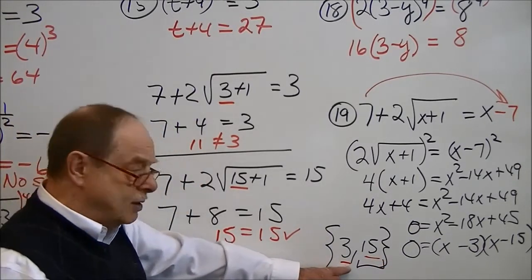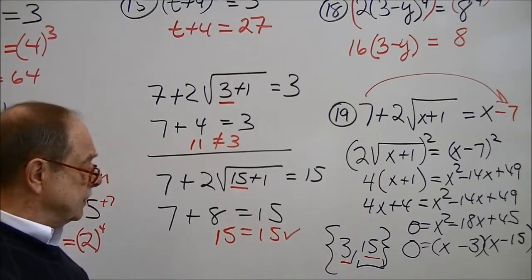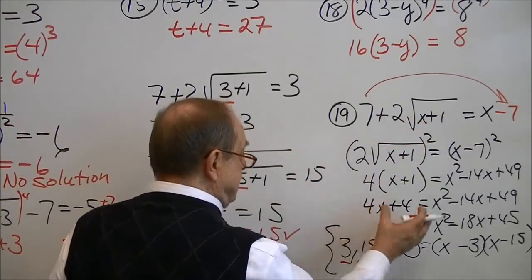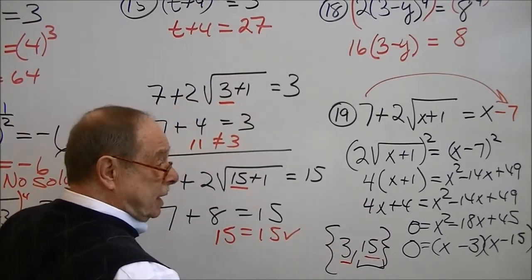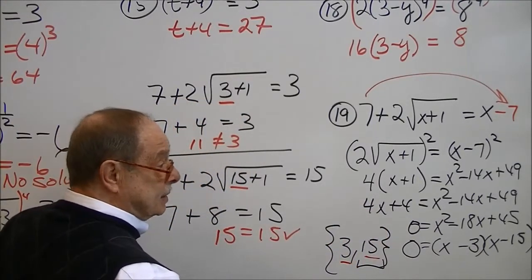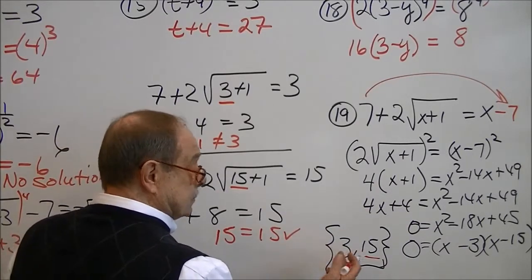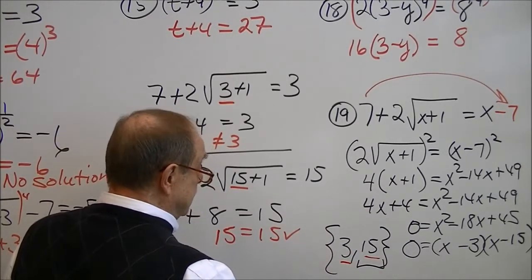This is what we call an extraneous root. That is, in the process of squaring things sometimes, we generate answers that do not satisfy the equation. And that's why it's important to check your work.